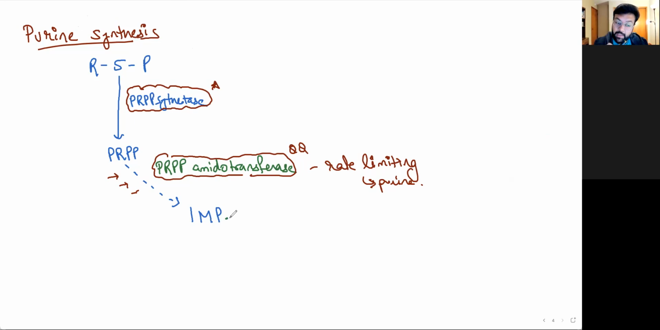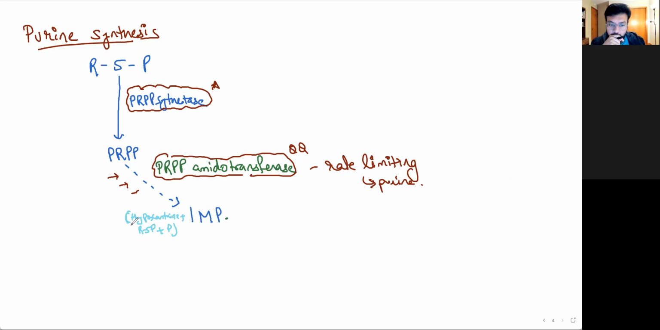Nitrogenous base in this inosine is called hypoxanthine. So remember, what is inosine monophosphate? Write this down: inosine monophosphate is nothing but hypoxanthine plus ribose 5 phosphate, which is a sugar, plus phosphate. So IMP is nothing but hypoxanthine plus sugar plus phosphate. This is going to make your life a lot easier.